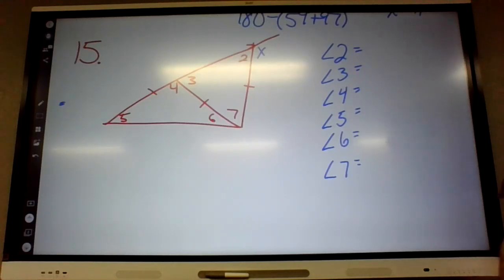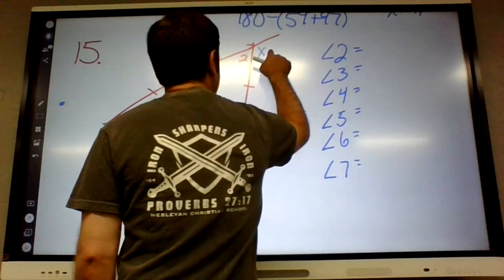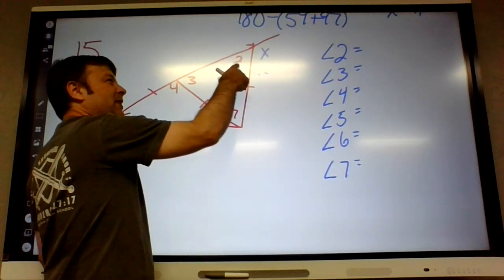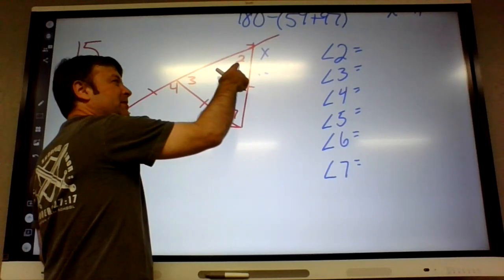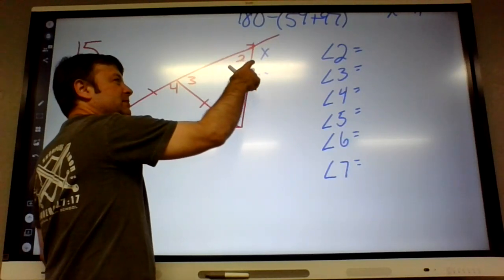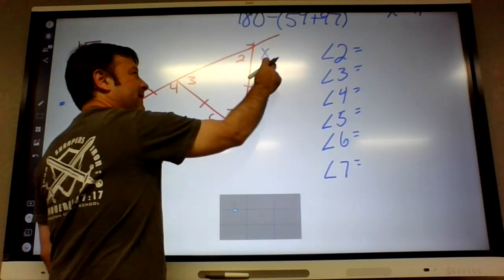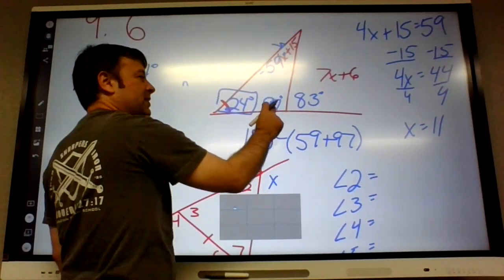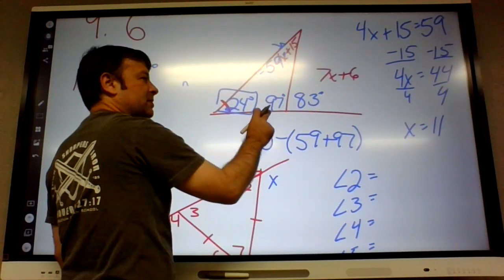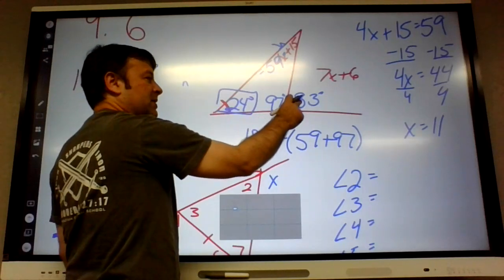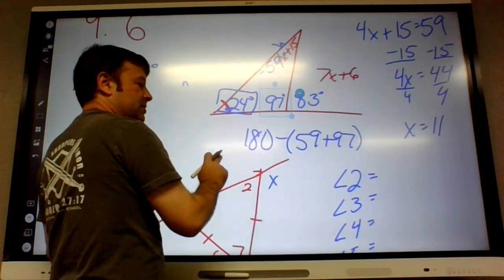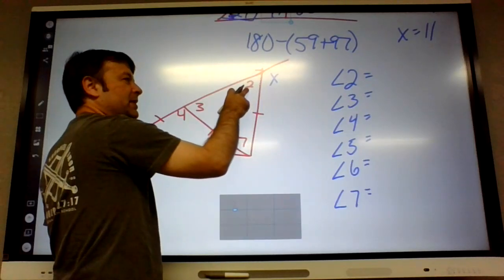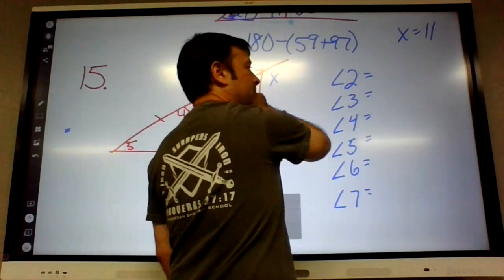Okay, so if this exterior angle is x, how would I find this angle 2 right here? What would I do normally? I need to go back here. If this is 83, how did we find this? We did 180 minus this to get this, right? So if this is x, this is what? 180 minus x.